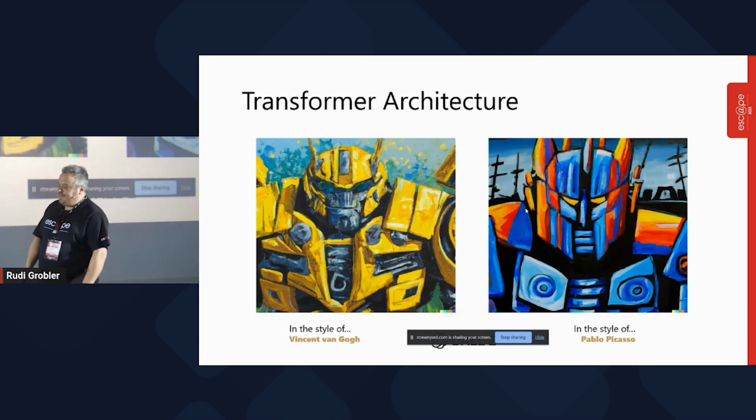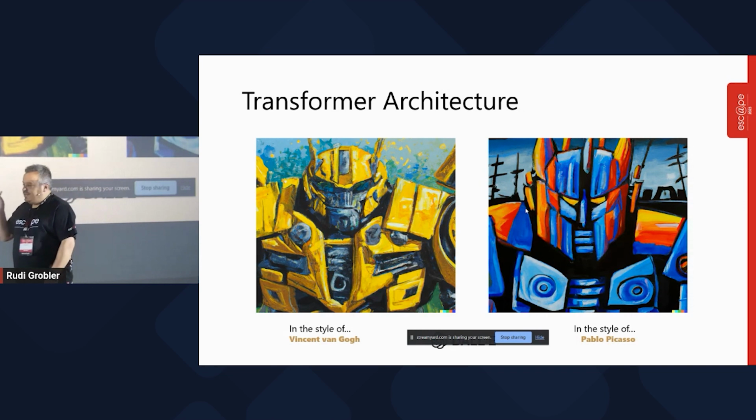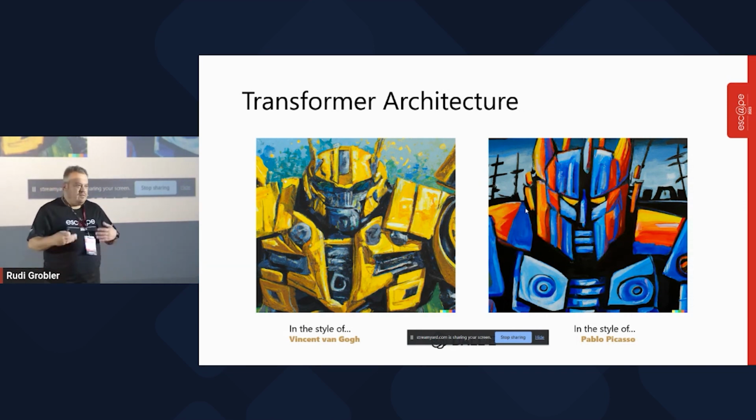Now, if you think of transformers, you could think of something like this, the Optimus Prime or the Bumblebee, etc. Ironically, this has just been drawn using generative AI. I simply asked it, draw Bumblebee or Optimus Prime in the style of Van Gogh Picasso, and it simply tries to regenerate that for me. But that is not what I mean with transformers.